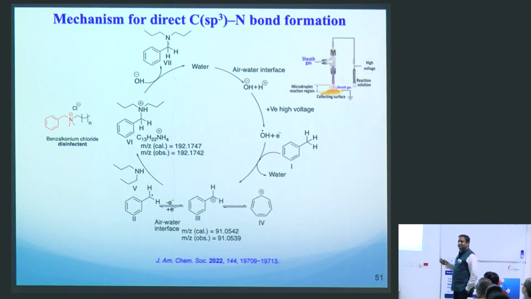If you look at the reaction time, all the reactions are completed in less than a millisecond. At industrial scale, we have to rely on longer days or many steps, but microdroplet reduces the time as well as the number of steps.